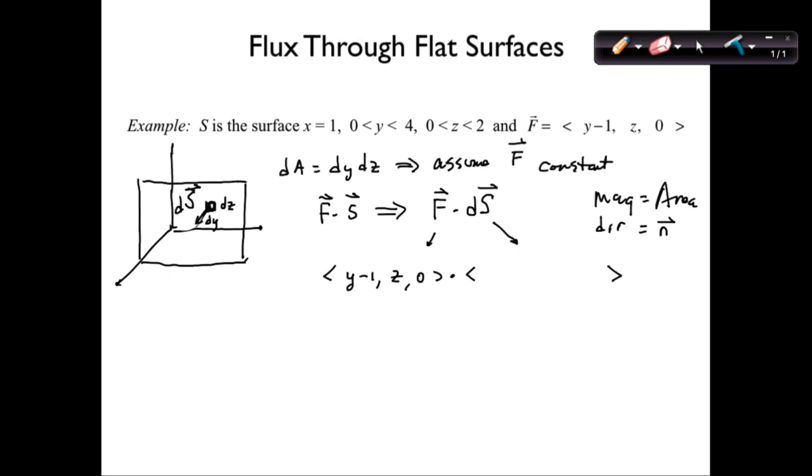If it's in the positive x direction, then what's the y component? And what's the z component? The vector is in the positive x direction. 0. All the direction is in the positive x direction, and the area is dy dz. Therefore, the vector is dy dz, 0, 0, right? Magnitude, dy dz, direction, positive x direction.